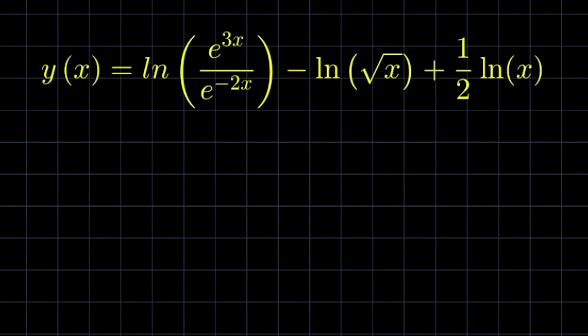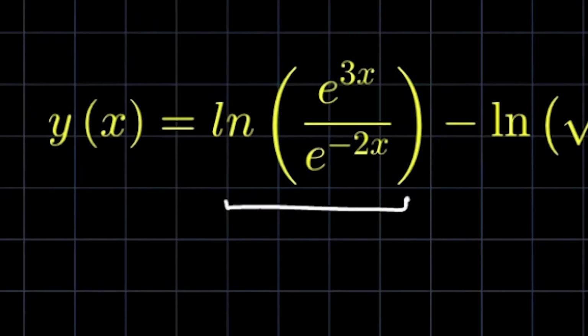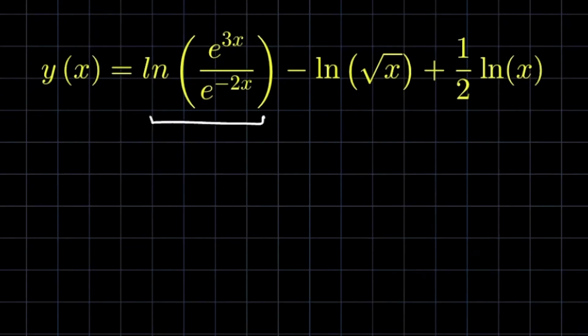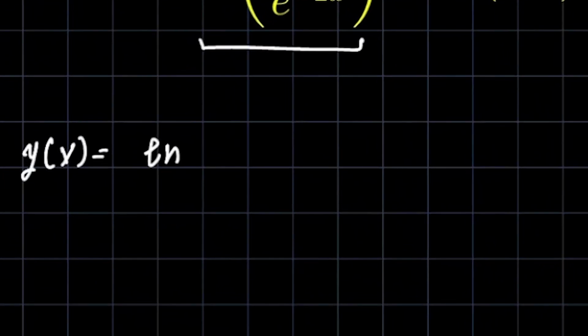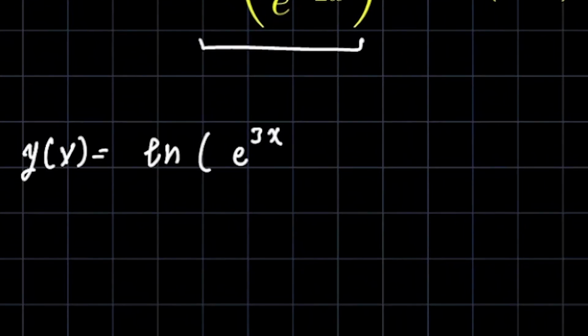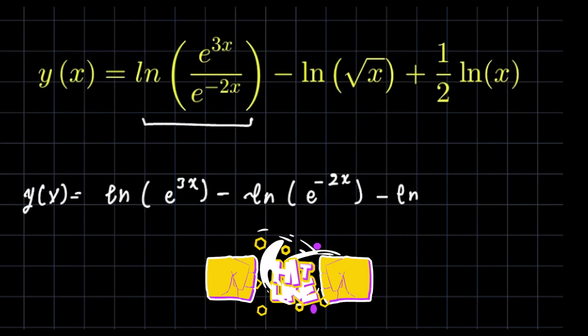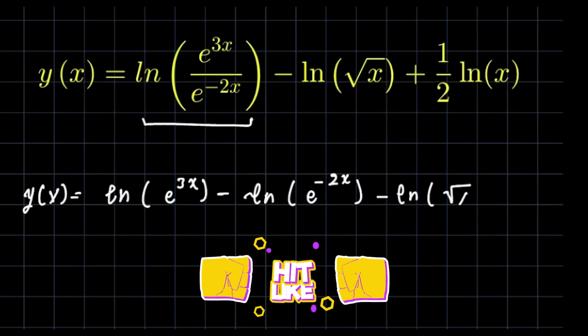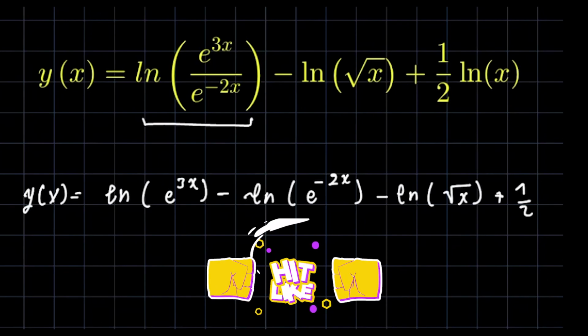I will use the subtraction rule for the first terms of ln of x, and that would be rewriting the equation. Y of x would be ln of, I have the numerator e to the power of 3x, and applying the rule, I'll have minus ln of the denominator e to the power of negative 2x, and then I will write the rest of the terms, and I'll simplify them further in the next line, plus half ln of x.